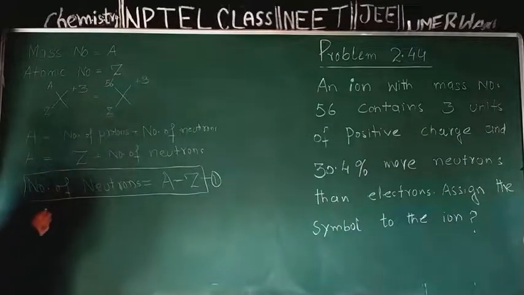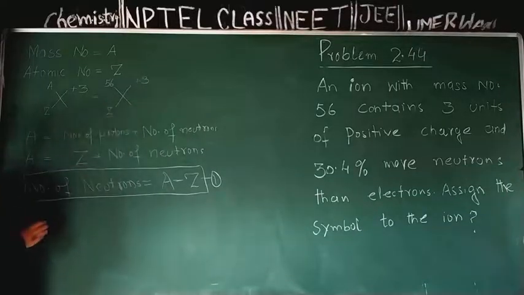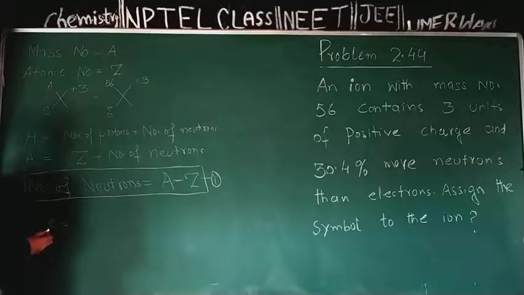Now, cation is tripositive, so number of electrons in this cation, E, usually by writing small e we represent magnitude of charge on electron, but here for me E represents number of electrons. I want to save time and space, so E represents number of electrons.